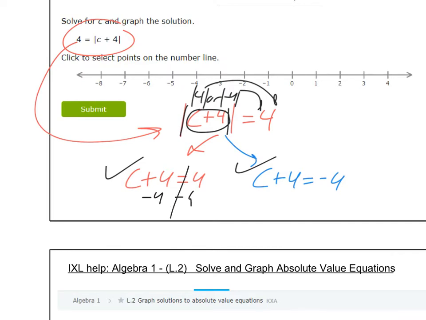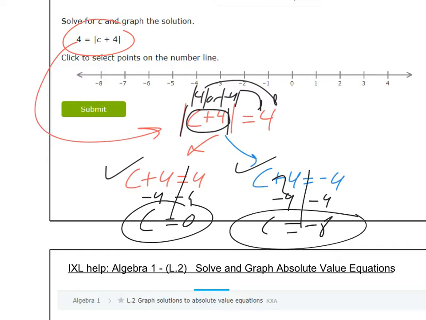So in this case, let's see, for this first one, draw my line, subtract 4 from both sides. I'm getting that c is 0 for this first one. And that can happen, so you can be 0. Or if I subtract 4 from both sides for my blue case, c equals negative 8. So again, those are the two numbers that I could plug into this original problem and make it true.